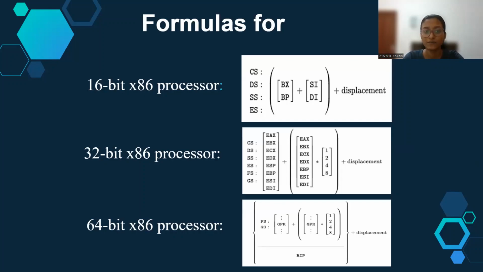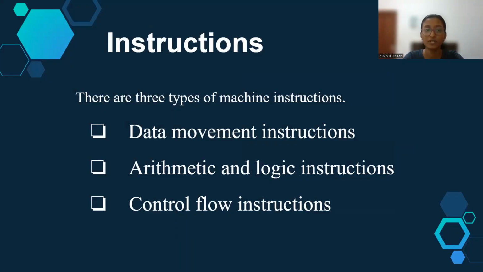There are 3 types of machine instructions: data movement instructions, arithmetic and logic instructions, and control flow instructions. Move, pop, store, and load effective address are examples of data movement instructions. Addition, subtraction, increment, decrement, shift left, and shift right are examples of arithmetic and logic instructions. Jump, conditional jump, return, and subroutine call are examples of control flow instructions. That's all about addressing modes and instructions.